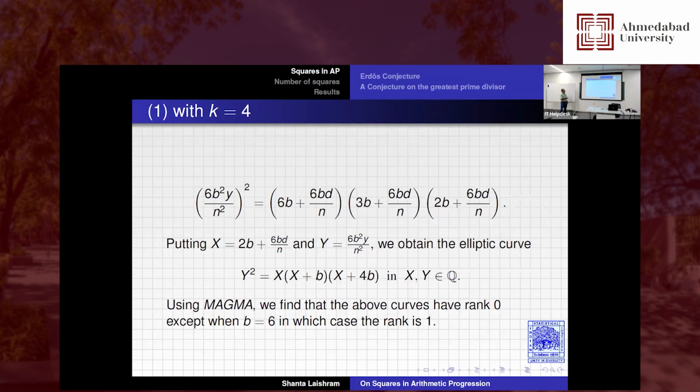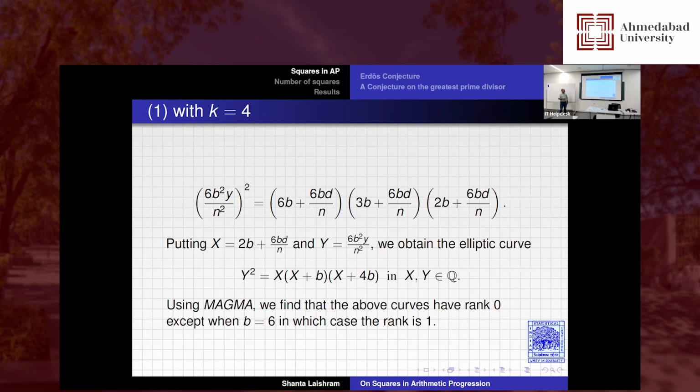Basically, once it becomes an elliptic curve, it turns out that this curve has rank 0. If the rank is positive, it has infinitely many rational points. Rank 0 means it has only finitely many rational points. When b is 1, 2, 3, its rank is 0. When b is 6, its rank is 1. So when b is 1, 2, 3, rank 0 means it has only finitely many rational points, and from those finitely many rational points, you don't get any integer points for the original equation.